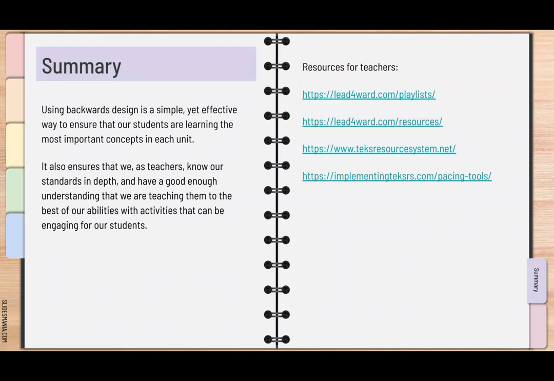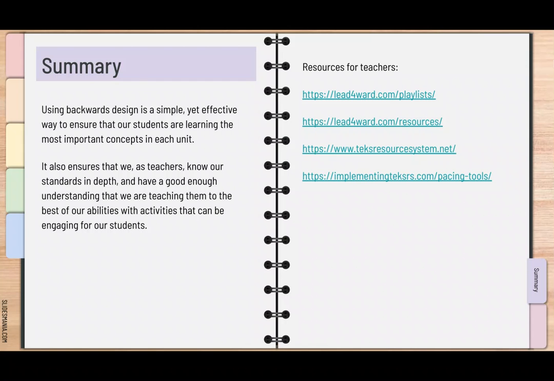In summary, using backwards design is a simple yet effective way to ensure that our students are learning the most important concepts in each unit. It also ensures that we, as teachers, know our standards in depth and have a good enough understanding that we are teaching them to the best of our abilities with activities that can be engaging for our students.